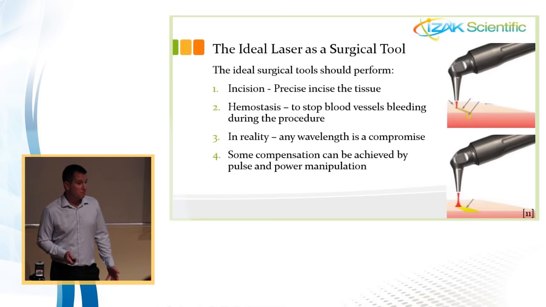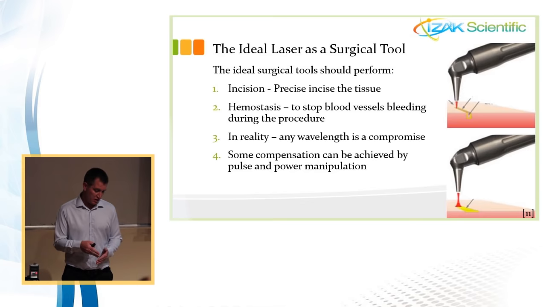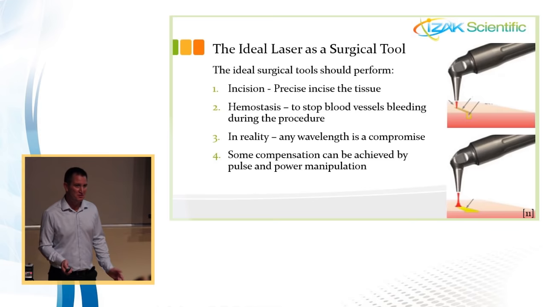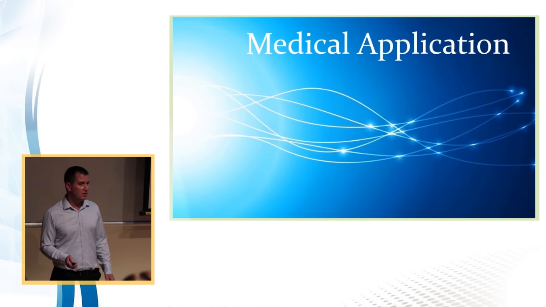If we want to use the laser as a surgical tool, the ideal laser is one with which we can incise the tissue, and when there is bleeding, which happens a lot during surgery, use it for hemostasis by decreasing the fluence. This is the best that we can achieve. In practice, it's a bit different, but there are some mechanisms that we can use in order to handle it. Now I would like to explore with you some medical applications.